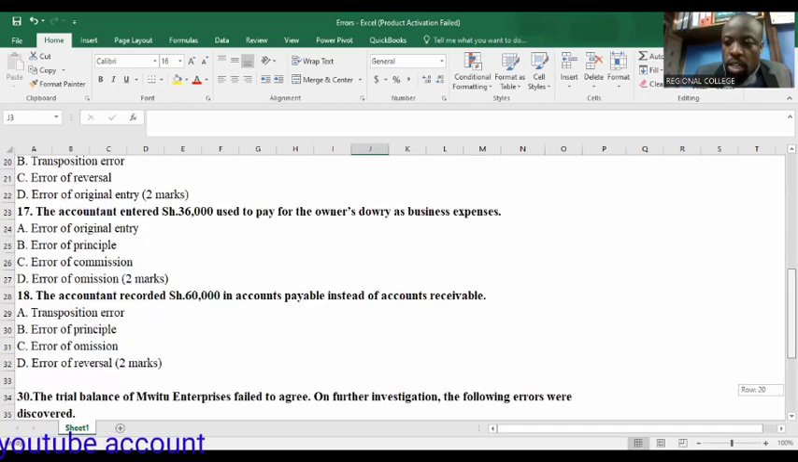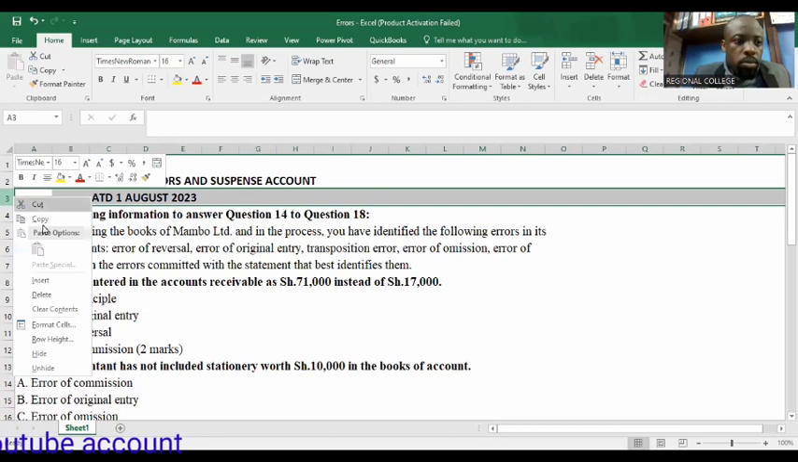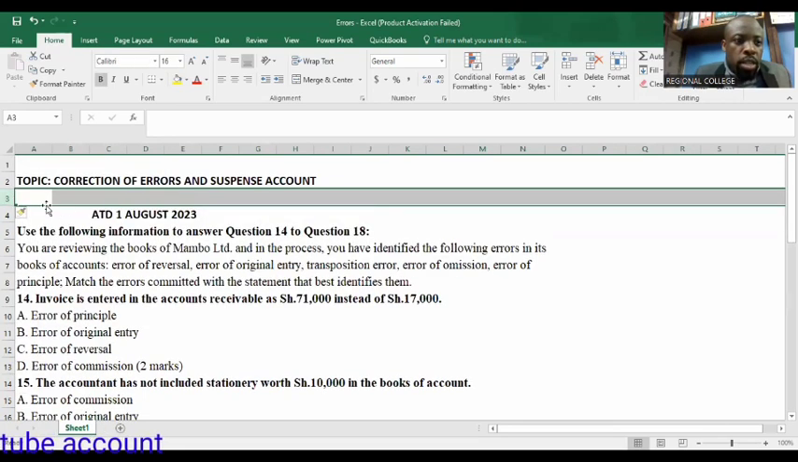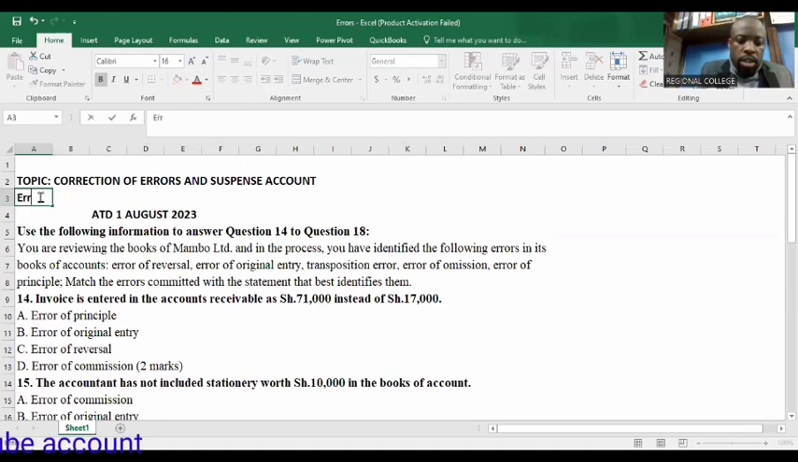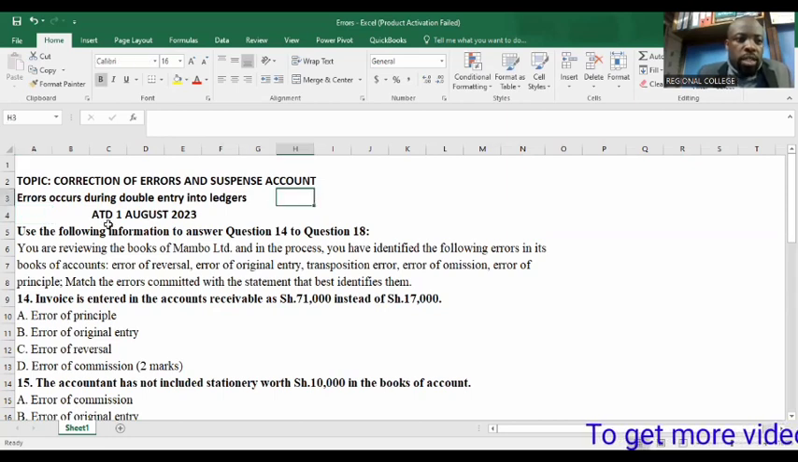So always know that these errors normally occur when the double entry is being made. Errors normally occur during double entry, when we're making the entry into the ledger account. Remember the double entry we did, so you can go again and review how we did it during double entry into the ledger accounts. That is when the errors take place.